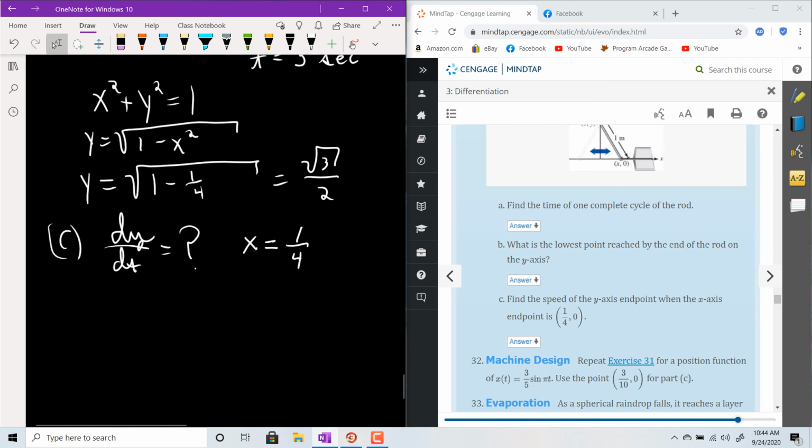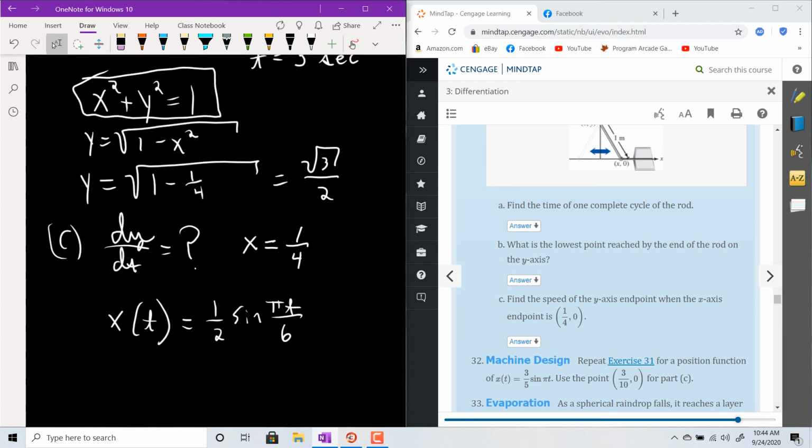We have our formula for x with respect to t. So let's think how this will work. We're going to have to combine two formulas. It's almost like you have to implicitly differentiate two formulas. First, this x of t formula, and then also this other x squared plus y squared equals 1 formula.